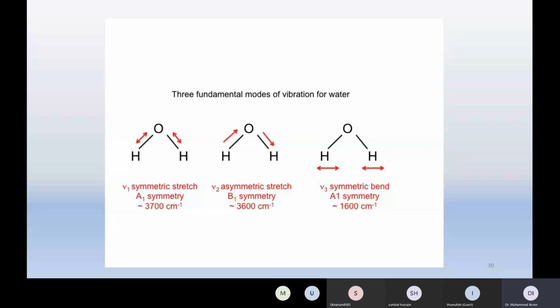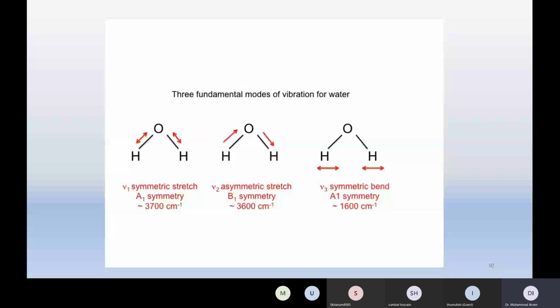3 into 3 is equal to 9 minus 6, which is equal to 3. Okay, so there are three fundamental modes of vibration for water. Now let's see in what way these three vibrations of water occur.